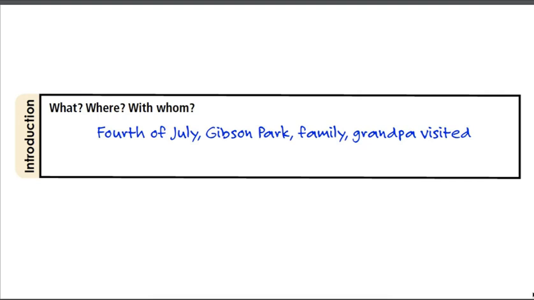Let's take a look at the graphic organizer for the introduction of our mentor text. The introduction graphic organizer includes what, where, and with whom. So the author here wrote 4th of July, Gibson Park, family, grandpa visited. Let's take a look at that information in the introduction paragraph.